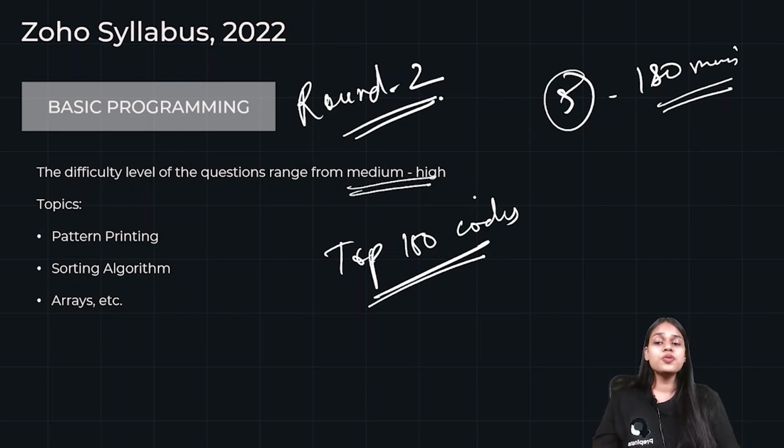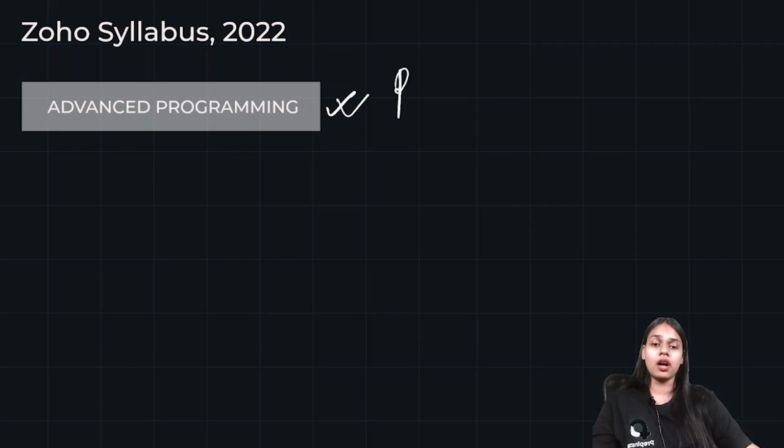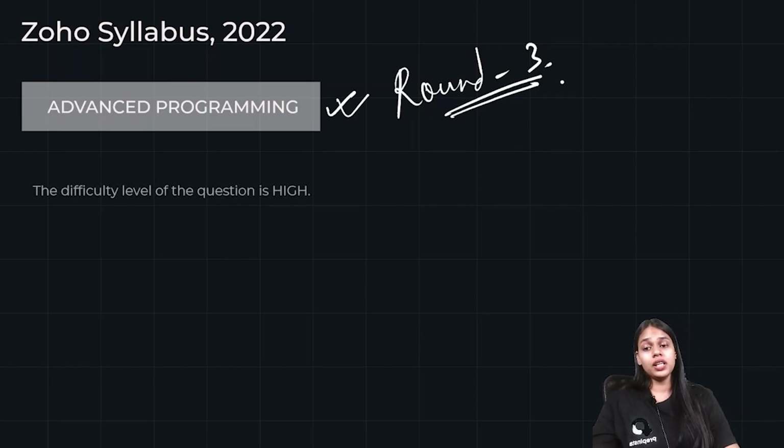Done. Let's move towards the third round, that is the advanced programming round. This is round 3. For advanced programming, the difficulty level of the questions is high.